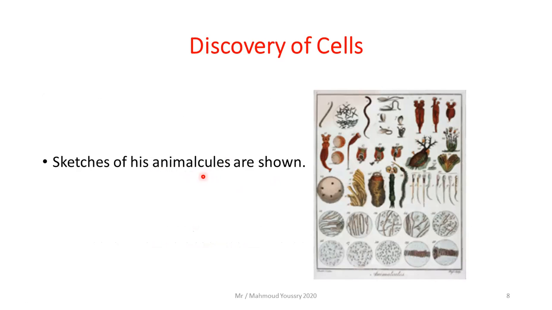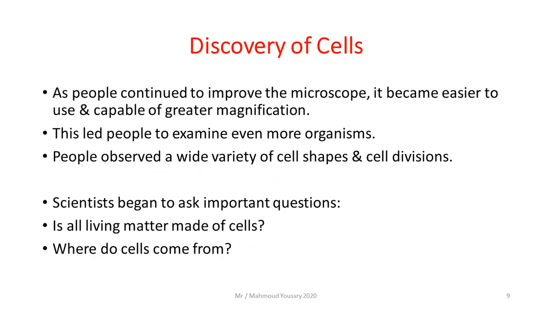This is like molecules, but it is animalcules, to refer that they are like animals, but very small in size. Then as people continued to improve the microscope, it became easier to use and capable of greater magnification. This led people to examine even more organisms. The people observed a wide variety of cell shapes and cell divisions.